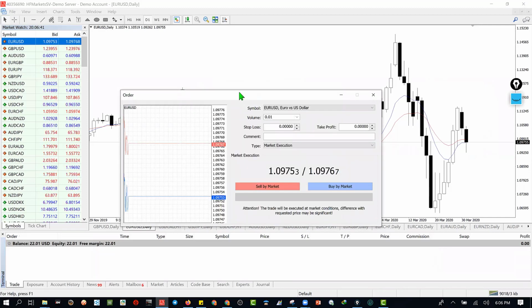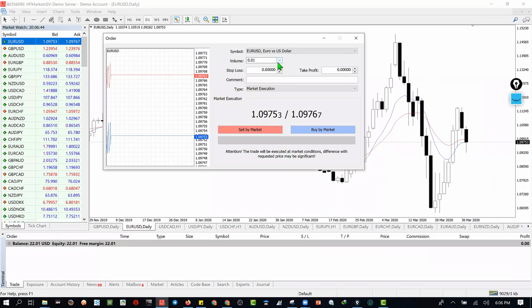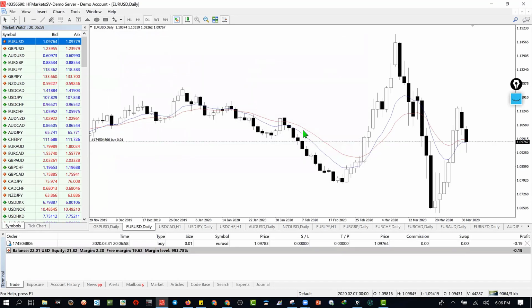New order. Let's take 0.01 because right here we have $22.01 on this account. So let's take 0.01 and maybe we buy right here. You can see minus 0. When we got in right here, it was minus 0.20.